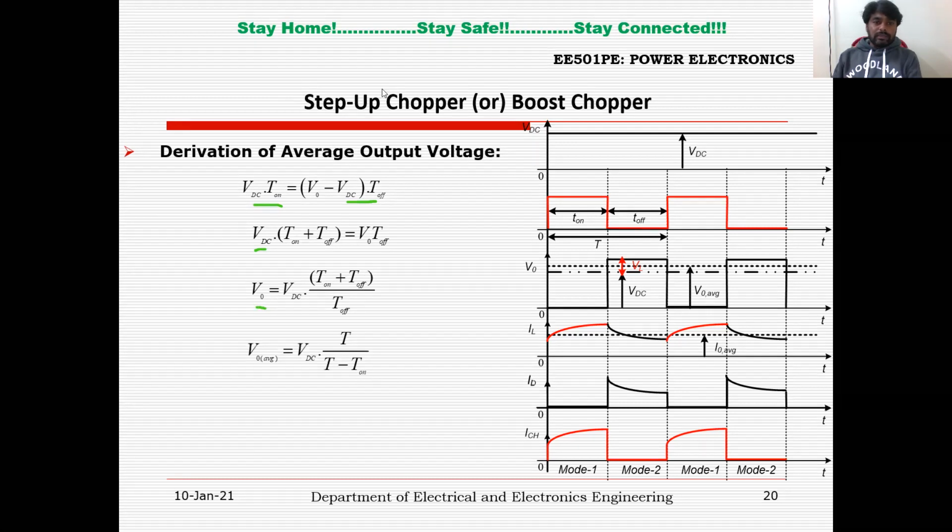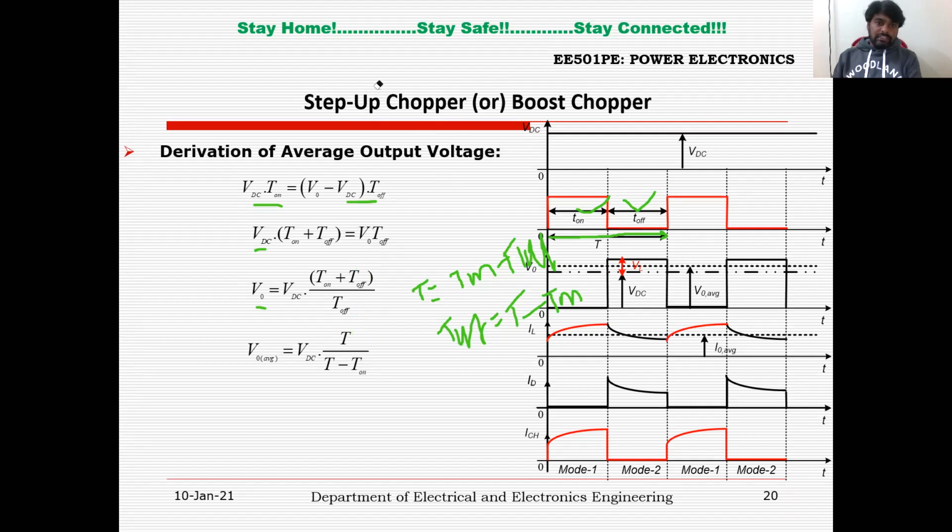And we know that T here is the summation of on time period plus off time period. So now from this equation, I can write T off equal to T minus T on, right? So here, instead of T on plus T off, it is T, and instead of T off, I wrote T minus T on.